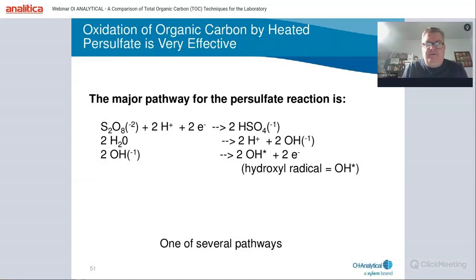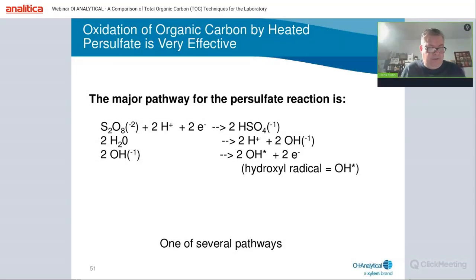Oxidation of organic carbon by heated persulfate is very effective. Persulfate is a very strong oxidant used in many methods other than TOC. Persulfate oxidation is easily adapted to batch analysis and use of fairly large sample volumes. Unlike UV, heat transfers throughout the sample by convection, ensuring adequate contact of organic molecules.